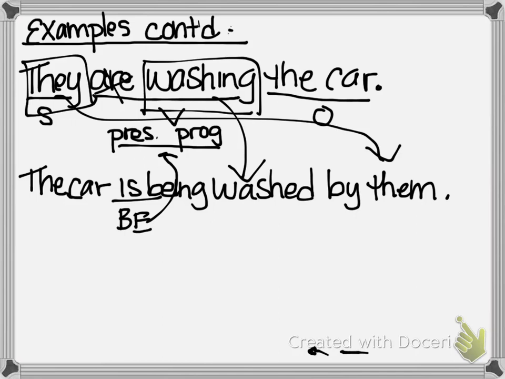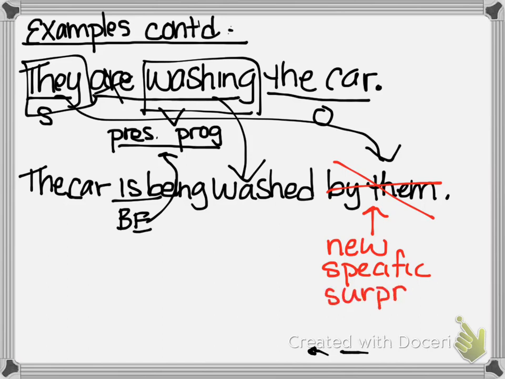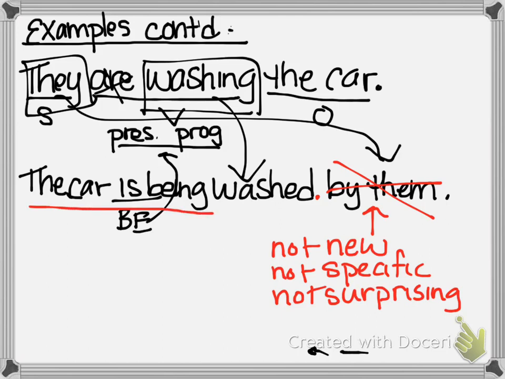Okay. Now this is actually incorrect, and the reason that it's incorrect is because our agent is not following the rules. Okay. In order for us to keep our agent, it must be new information, it must be specific information, or it must be surprising. It has to be at least one of these rules, and in this case it's not new, it's not specific, and it's definitely not surprising. So our answer is actually the car is being washed, and that's the end of our sentence.